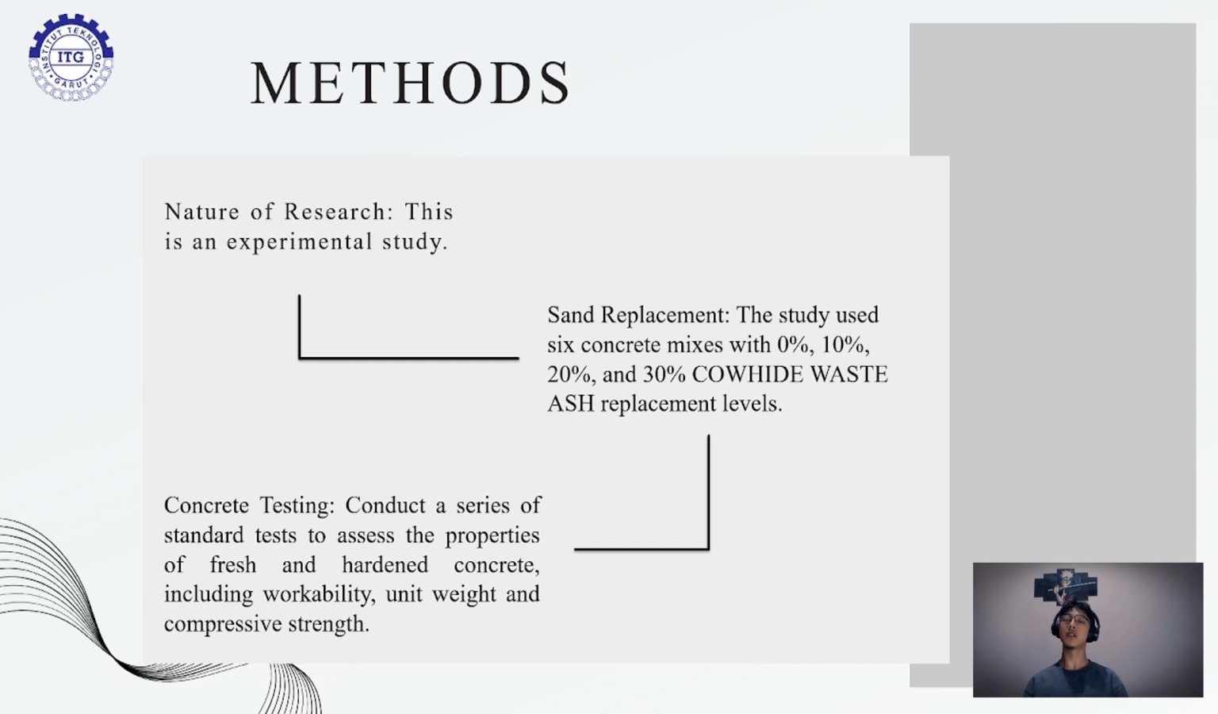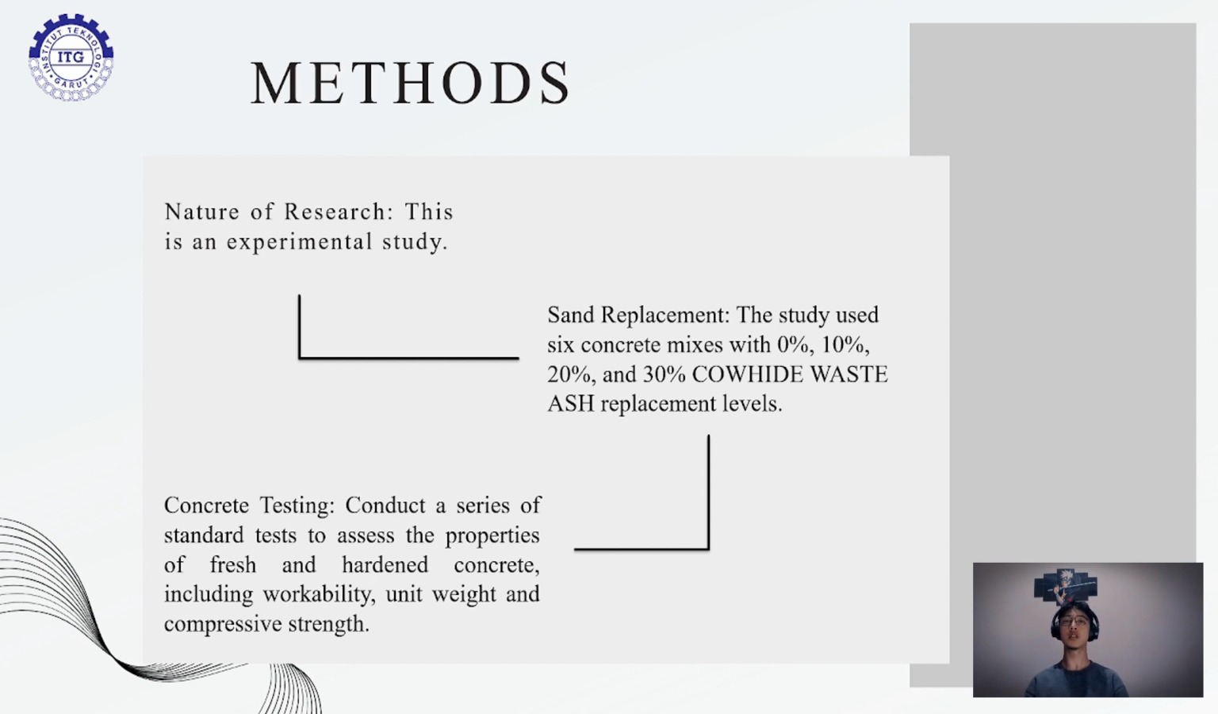Well, firstly, I will explain about the nature of research. This is an experimental study. The goal is to see the effect of using cowhide waste ash as a fine aggregate substitution material in normal concrete. And then about sand replacement, the study uses concrete mixed with replacement levels of cowhide waste ash: 0%, 10%, 20% and 30%.